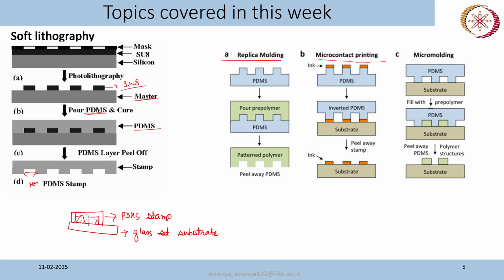If you can make an ink of your material, then you can easily make this kind of structure on top of your substrate using a PDMS stamp. This process will be much faster compared to a photolithography process. You have already seen that photolithography involves multiple steps. This will be much faster, and you can use the same PDMS stamp.